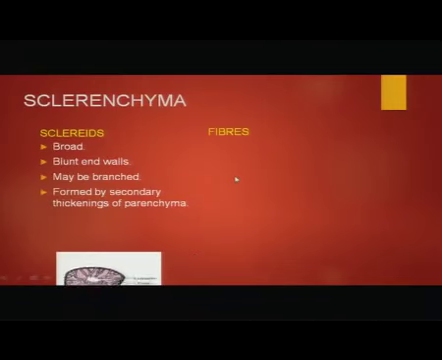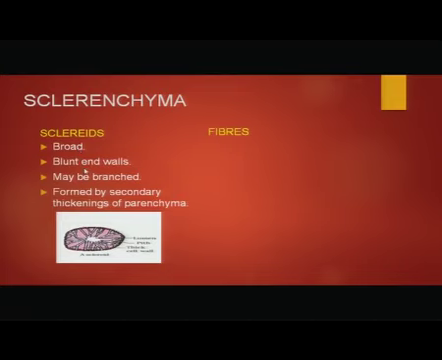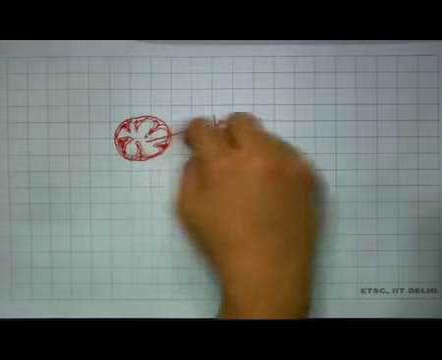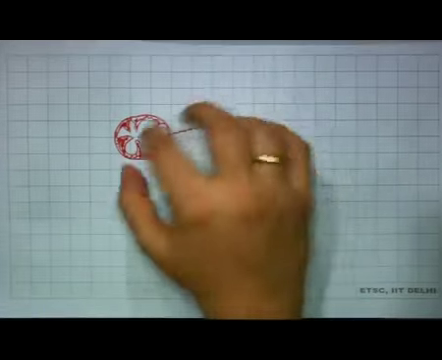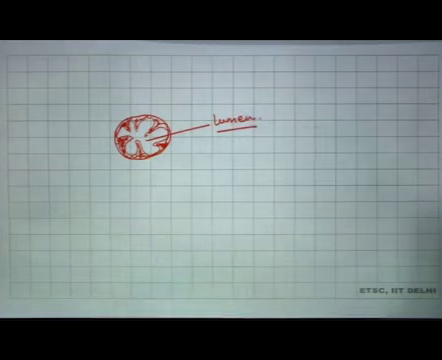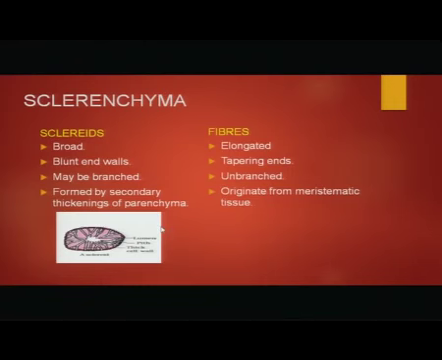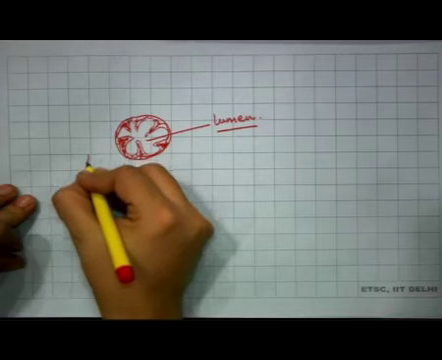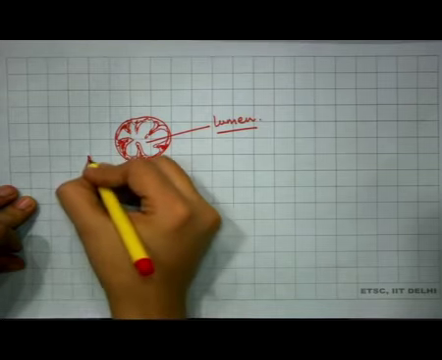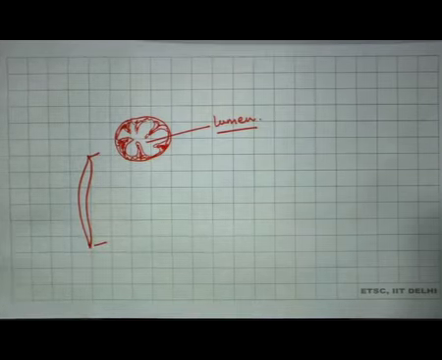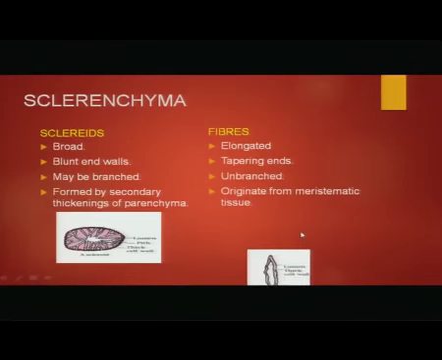To differentiate between sclereids and fibers, sclereids are broad, have blunt end walls, they may be branched, and they are formed by secondary thickenings of parenchyma. Just what I drew here, parenchymatous cells develop thickenings, and because of these thickenings the lumen becomes very narrow, and now the cell is known as a sclereid. On the other hand, fibers are elongated and they have tapering ends. If I have to draw a fiber, I will draw it like this. So, these are the tapering ends, and they are unbranched and they originate from the meristematic tissue.